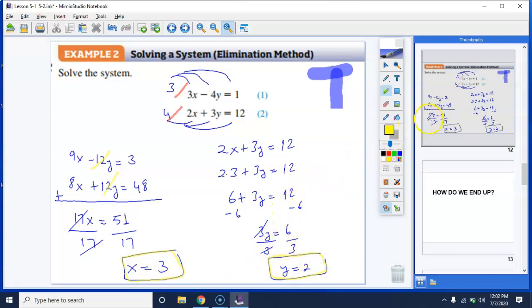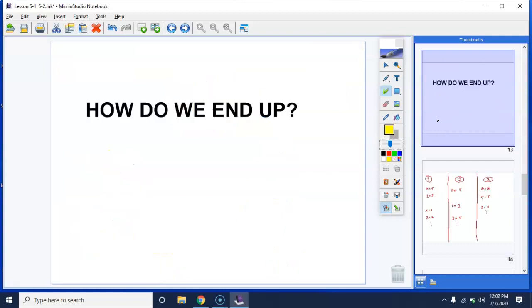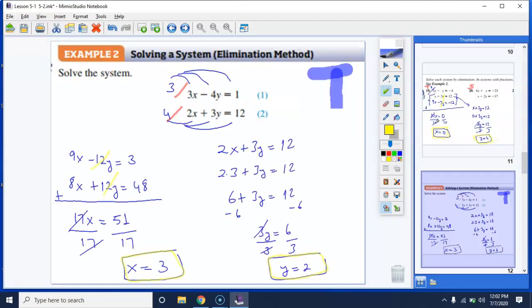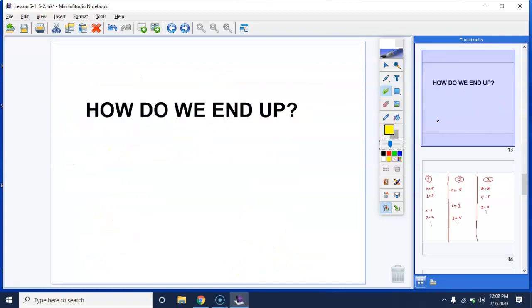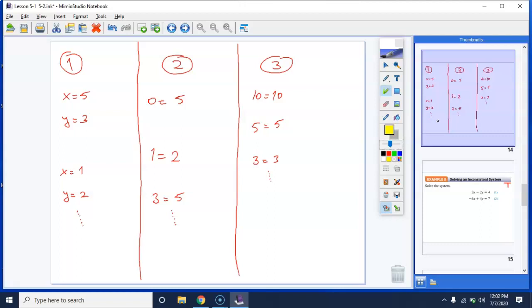Alright. Let's move on to the next part of this lesson. So how do we end up? That's a good question. So far we solved them and we got x equals 3, y equals 2, right? X equals 0, y is 4. So far we solved them and we got the answers, and that's how we end up. We solved them, we got the answer, very good. But sometimes at the end of the work, you will end up with something weird. What do we do in that case?